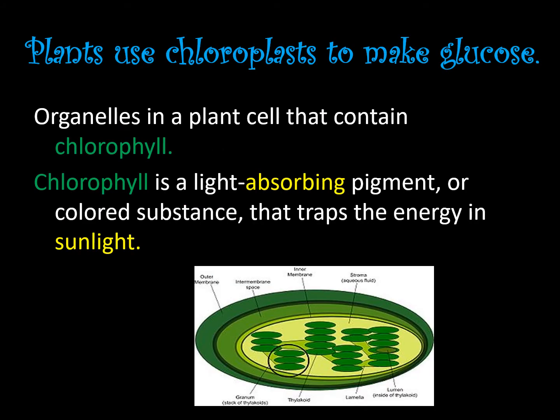Organelles in a plant cell that contain chlorophyll, more like borophyll. That was a joke. Chlorophyll is the light-absorbing pigment or colored substance that traps the energy in sunlight. It's what makes plants green. Plants that contain chloroplasts. In the chloroplasts is chlorophyll, and the chlorophyll is used to absorb light from the sun and convert it into that chemical energy known as glucose.